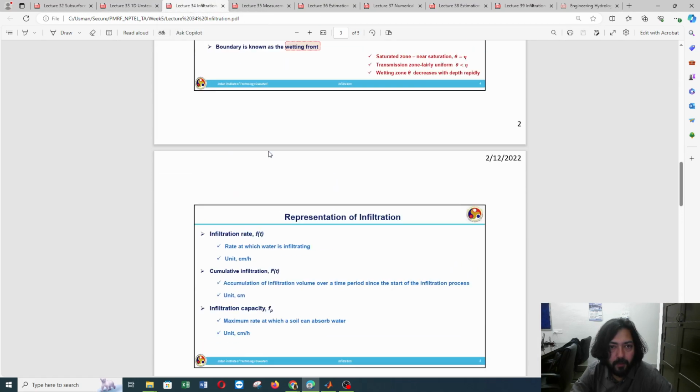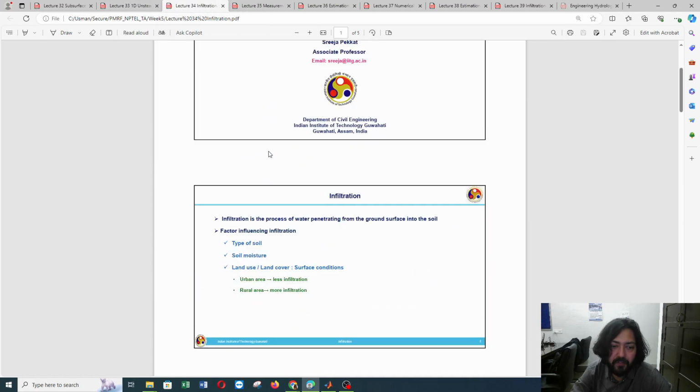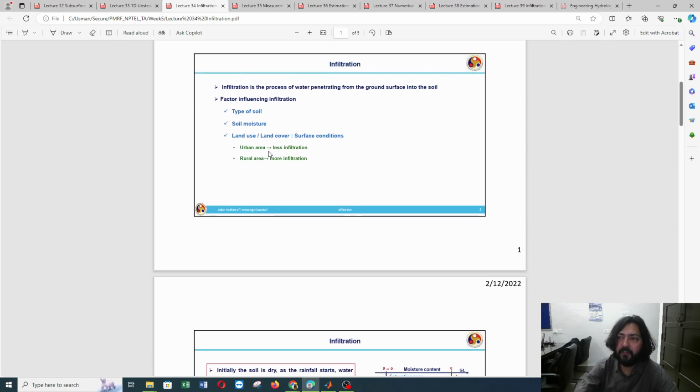The next thing that we studied was the definition of infiltration, and we looked into what are the different factors that are affecting infiltration, right? So we know the definition by now, that it is the process of water penetrating from the ground surface into the soil. Then there are three different factors that are affecting infiltration. First was type of soil, where we got to know when the dry soil is there, there will be more volume of void available for the water to fill, so obviously the infiltration will be more.